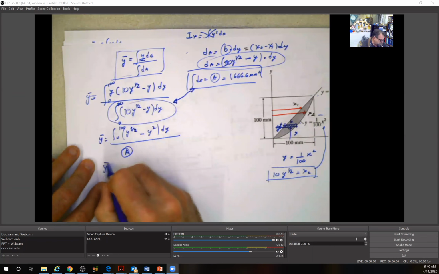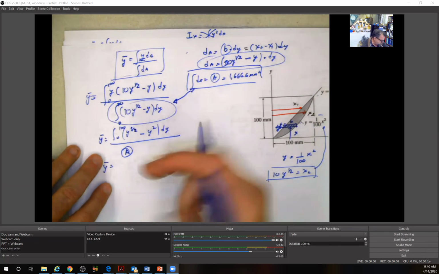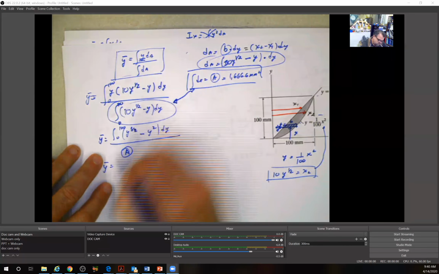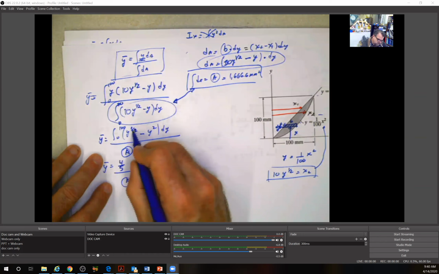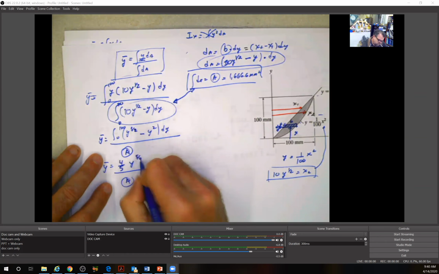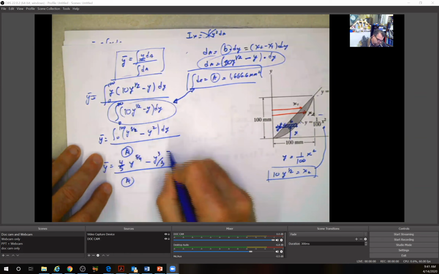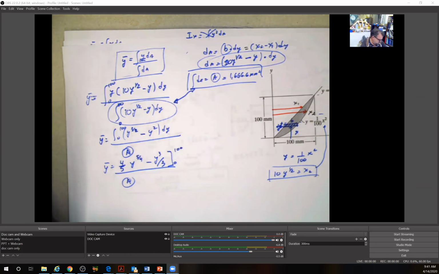Now, the top part is going to be 4/5 or 5/4, because if I add, this is going to be 4/5 here. 4/5 of y to the 5/4 minus y to the 3rd divided by 3, from 0 to 100. That would be something.